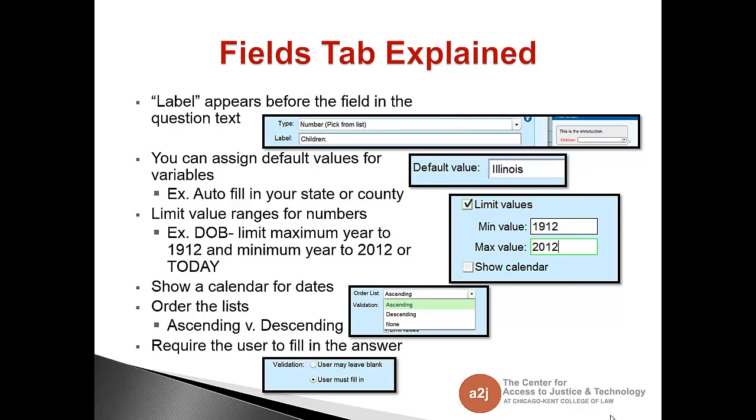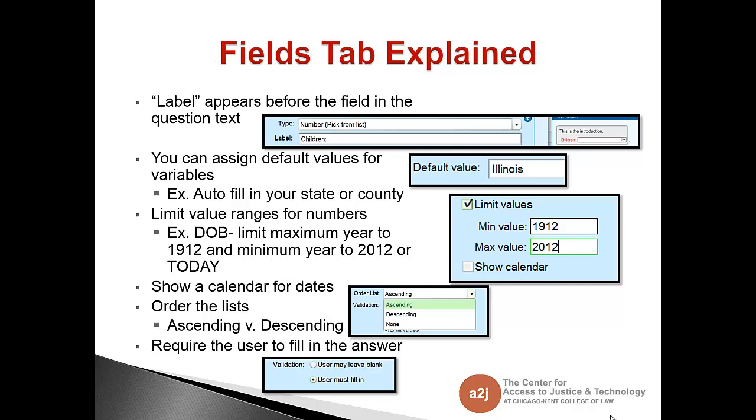Digging into the fields tab a little bit deeper, you can see that the label is what appears before the field in the question text. A field does not need a label, but sometimes it can be helpful with multiple fields to label what you are asking the end user for. You can assign default values for variables. So for example, you can auto-fill in the state or county of the form that you are using.